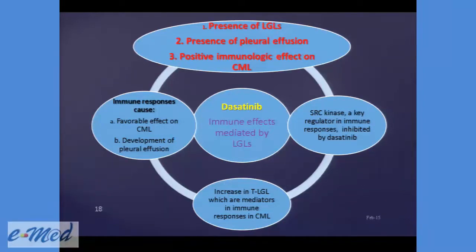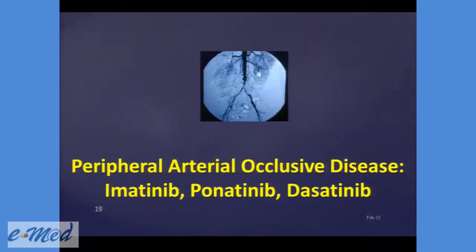CML is a disease which responds to immune manipulations, like those induced by interferon or by graft versus leukemia effect. Thus, the immune changes caused by dasatinib and mediated through the rise in LGLs have a favorable effect on the response to treatment on the one hand, and are responsible for the occurrence of exudative pleural effusion on the other hand. The net result is the presence of LGLs, the occurrence of pleural effusion, and better response to treatment.